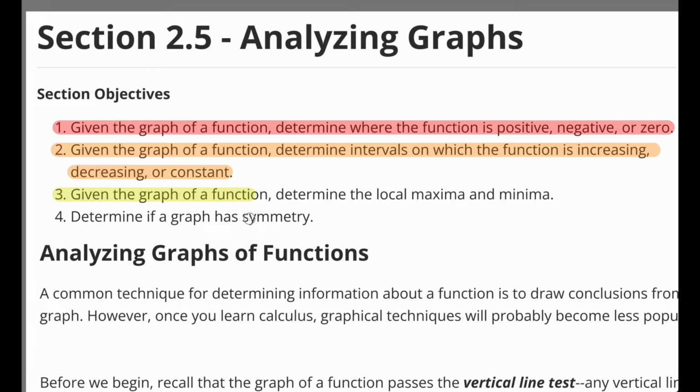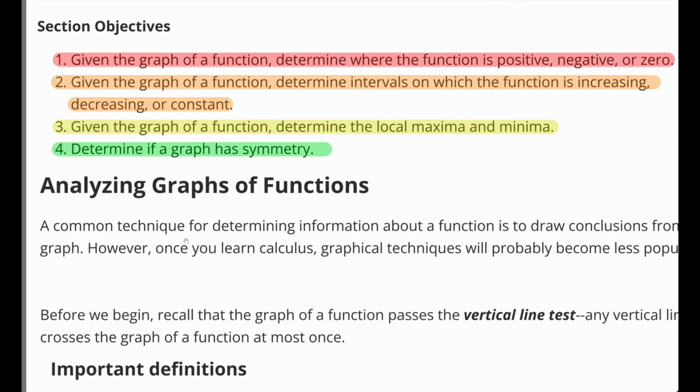Third objective, given the graph of a function, determine the local maxima and minima. So now we're going to define what a local max and local min is, and then we're going to actually show what it looks like on a graph so that you can determine those yourself. And the last thing right here, determine if a graph has symmetry, and if it does have symmetry, what kind of symmetry does it have?